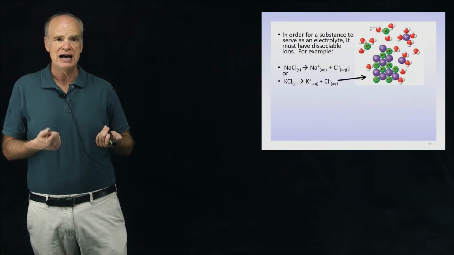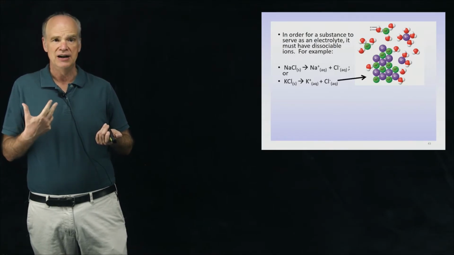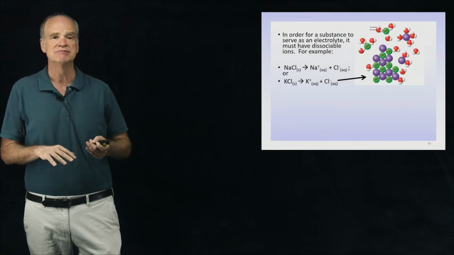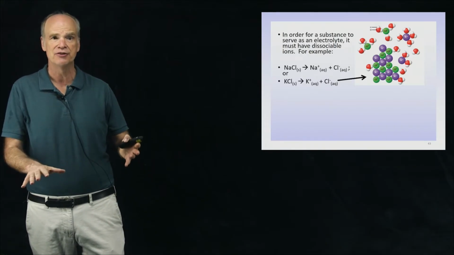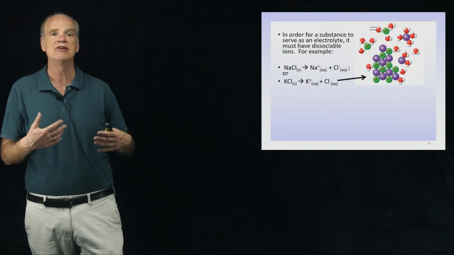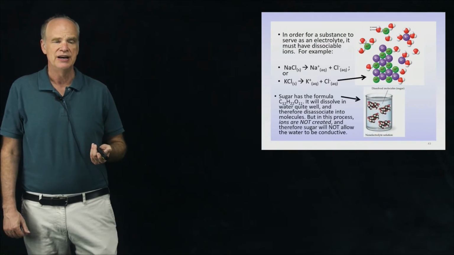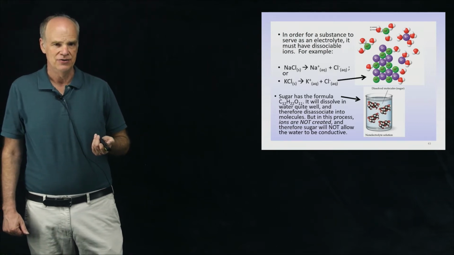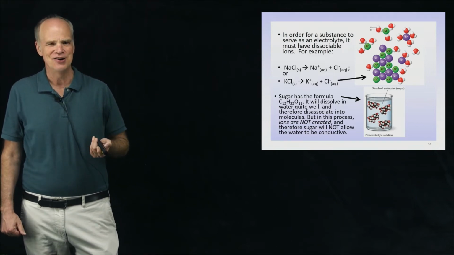So in order to have an electrolyte, it must be a substance that dissolves in the water and releases ions that are free in the water to move around. That'll make the water conductive. Now, why wasn't the sugar an electrolyte? Why did the sugar not allow the water to be conductive?